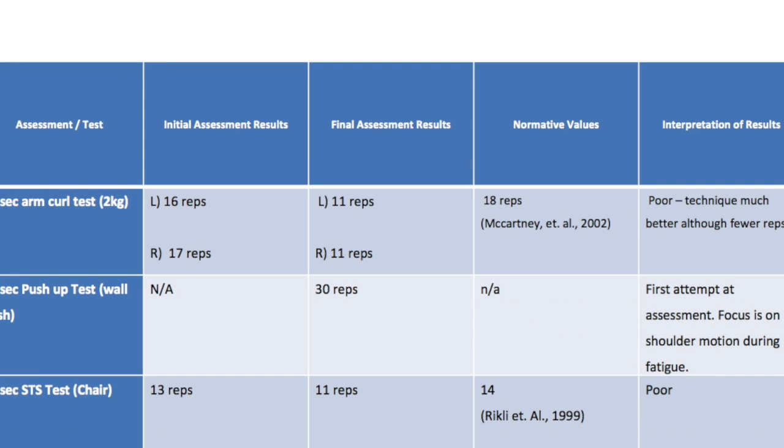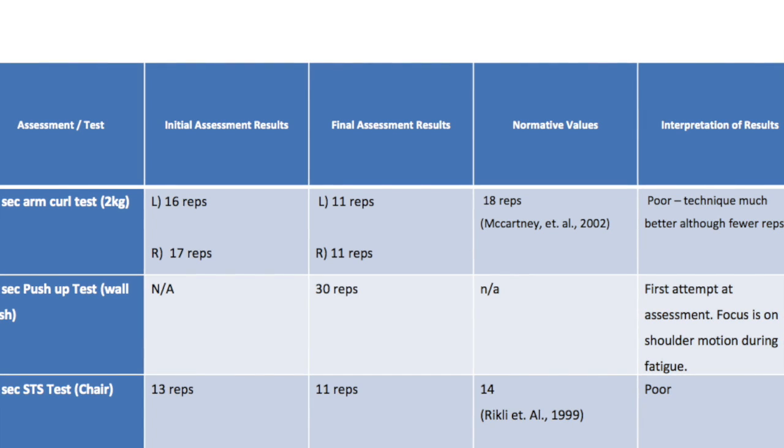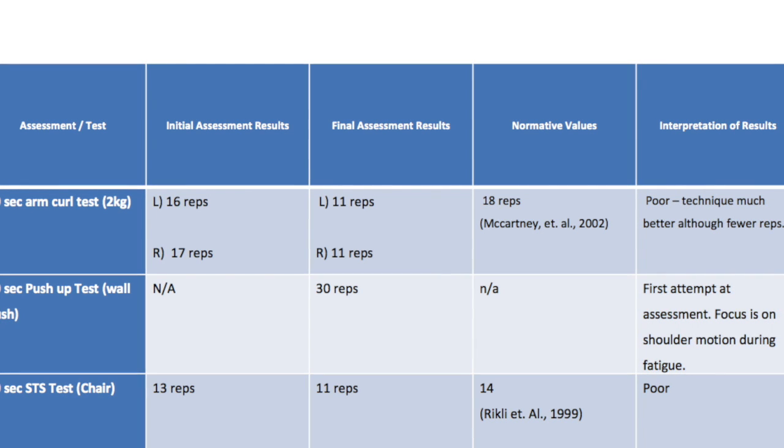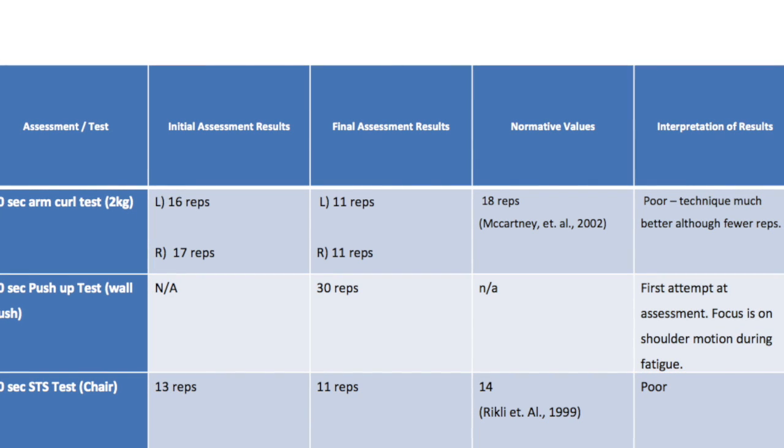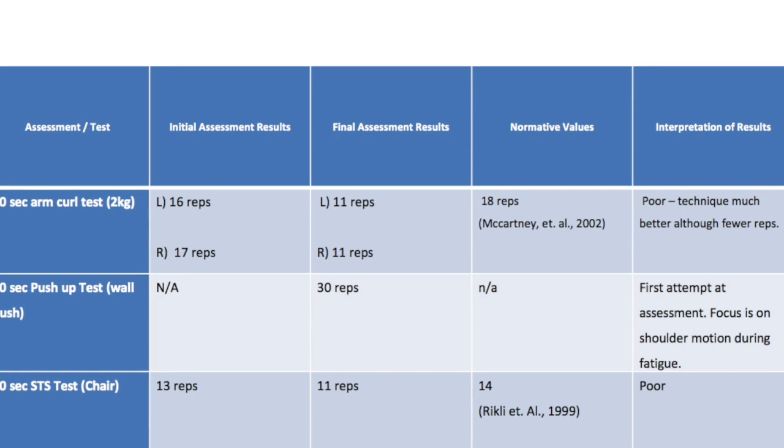In the initial assessment results of the 30-second arm curl test, the left side scored 16 reps and the right side scored 17 reps. In the final assessment, the left and right side both scored 11 reps. Although the reassessment had lower reps, the technique was much better and we would rather that technique over the initial assessment results, which were around the normative values.